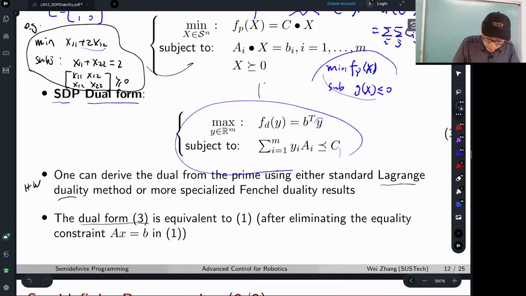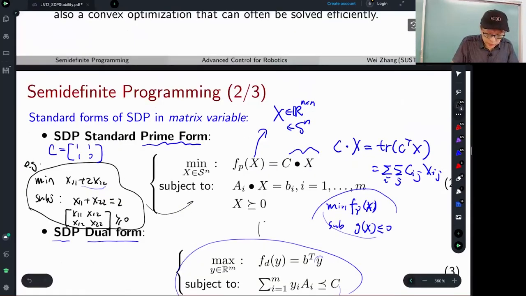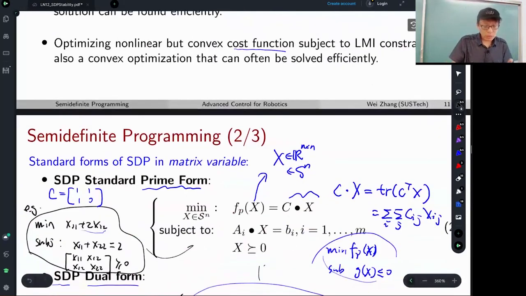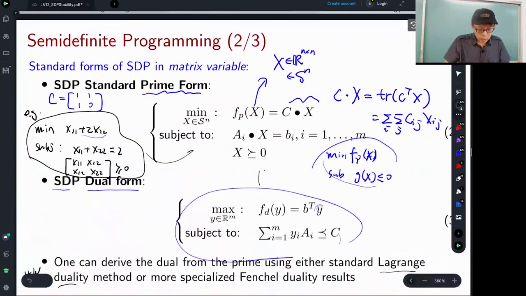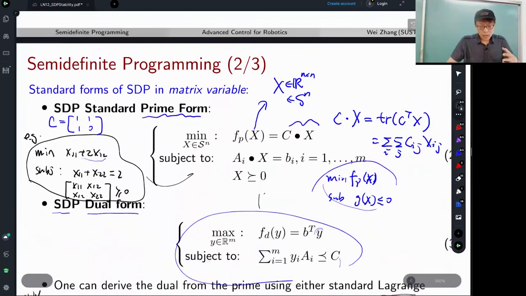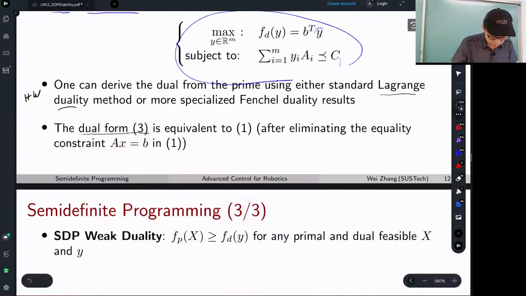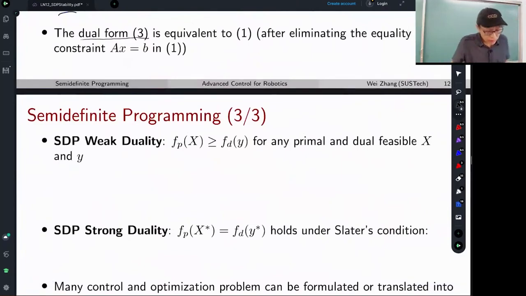And dual form three is equivalent to one after eliminating the equality constraint in one. So this one is of the same form as this more convenient form. All of them are the same, okay? Let me put it this way: all of them are the same. Sometimes you start from this formulation, sometimes you start from this one, which is a little bit more convenient. And the third one is equivalent to the first if you don't care about the equality constraints, okay? But mathematically, they are all the same.